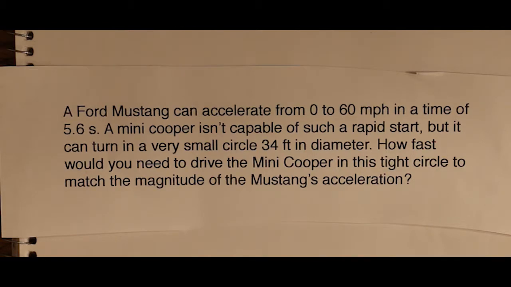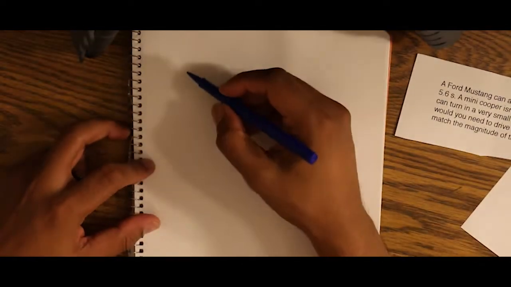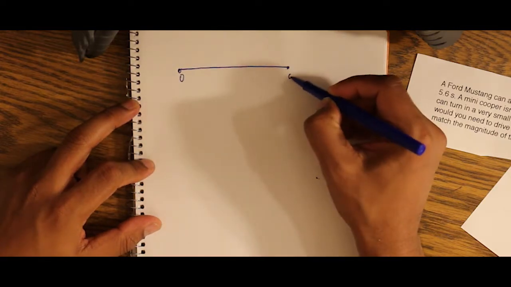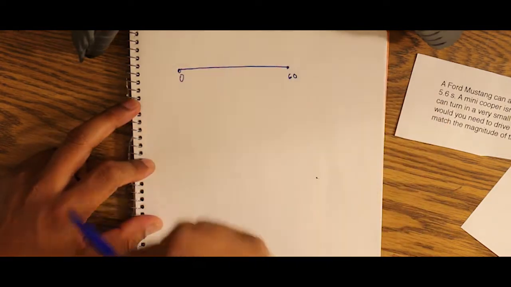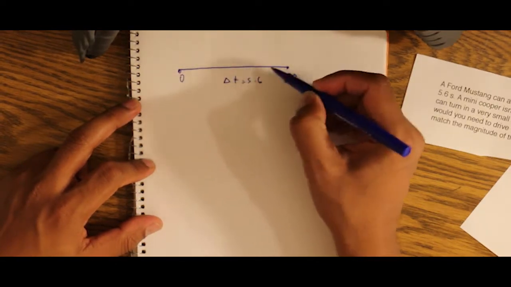A Ford Mustang can accelerate from 0 to 60 miles per hour in a time of 5.6 seconds. A Mini Cooper cannot do that, but it can turn in a very small circle 34 feet in diameter. How fast would you need to drive the Mini Cooper in this tight circle to match the magnitude of the Mustang's acceleration? Alright, so we have a Ford Mustang, represented by this dot here, going from 0 to 60 miles per hour, accelerating along the way in a time span of 5.6 seconds.